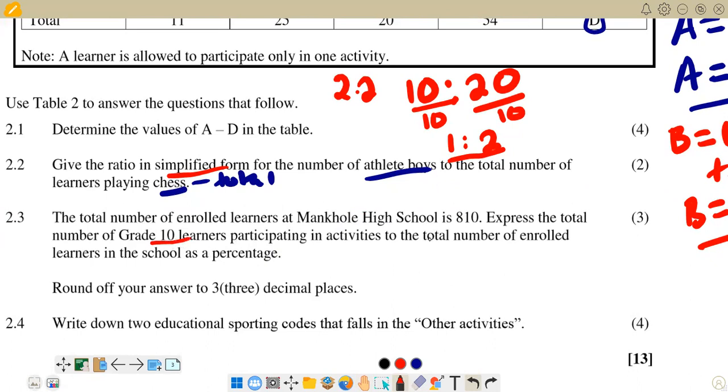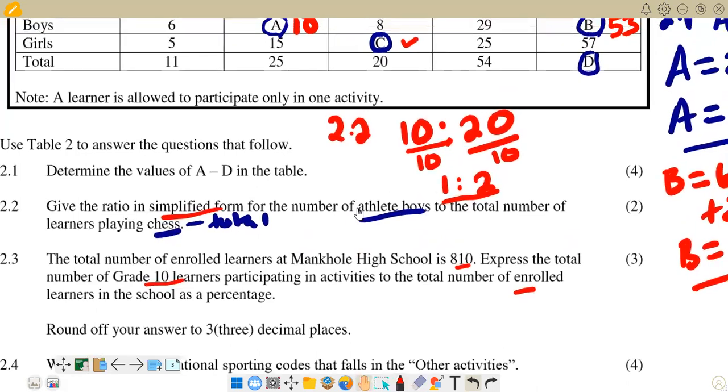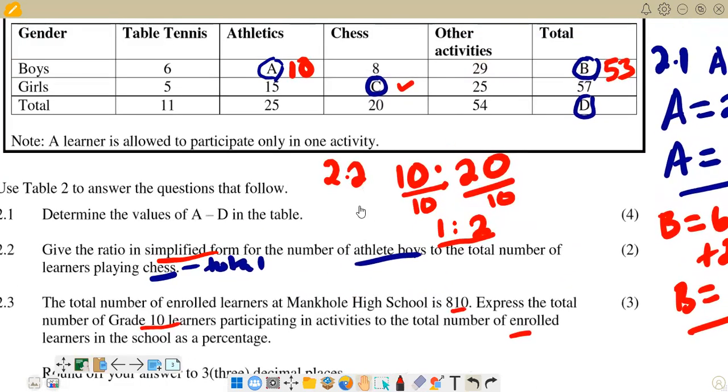And then we're expressing it to the total number of enrolled learners at the school. So this one is going to be our denominator. The total number of enrolled learners we are given, it is 810. So this is going to be our denominator. And then for our numerator we look for the total of grade 10 learners. You can check in the table, that's where we can find the total number of grade 10 learners.